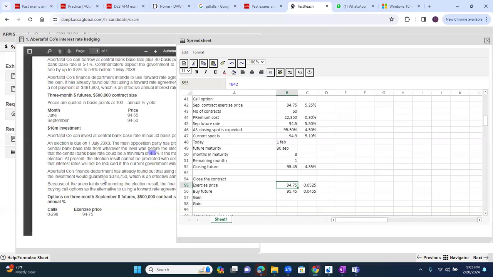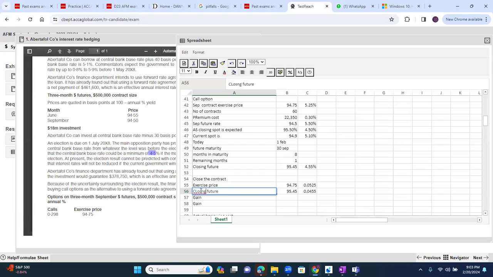Okay. Please tell me, is it a gain or loss? Will you exercise it or not? Is it a gain or loss? Call means you will buy. This is not buy, this is sell. Sorry, the second one is sell.